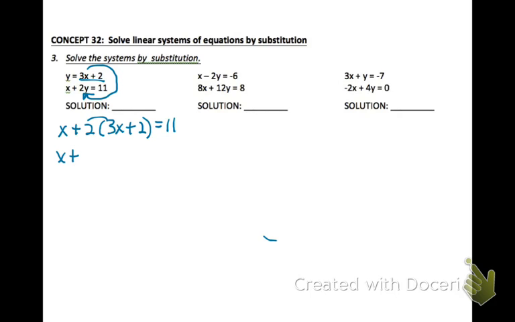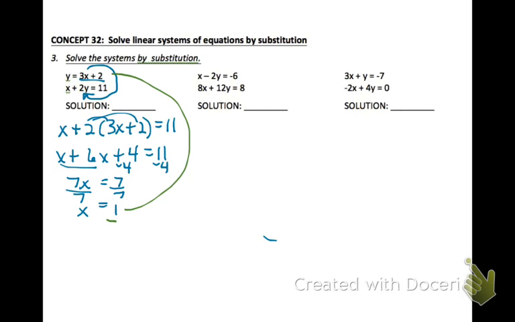I go ahead and do the math, so I'm going to need to distribute. And then I keep solving, so I combine like terms. I move my numbers over and solve for x. So x equals 1. Now, to find out what y is, I take that value of x and I plug it into either of the originals. And I just plug it into whichever one's easiest. So I'm going to plug it into the first one.